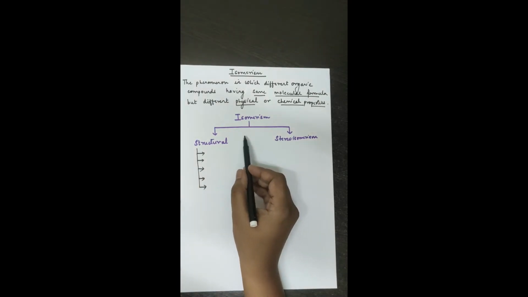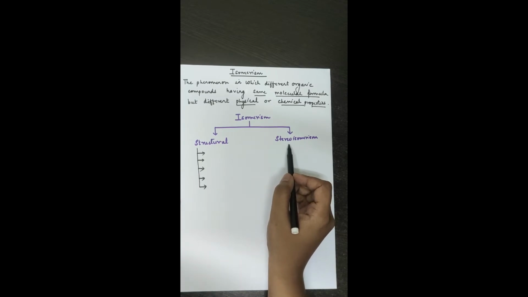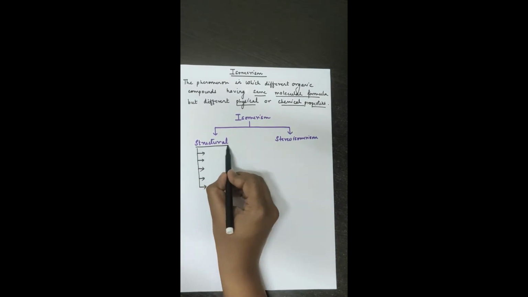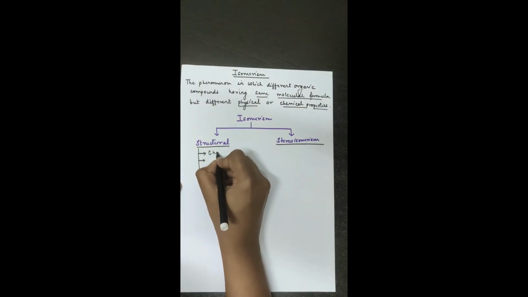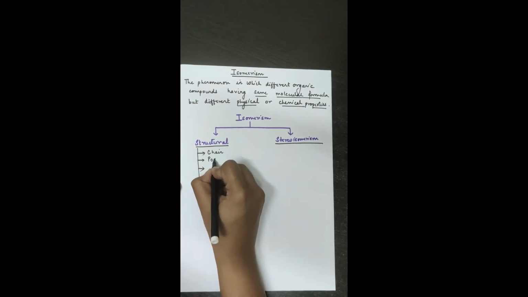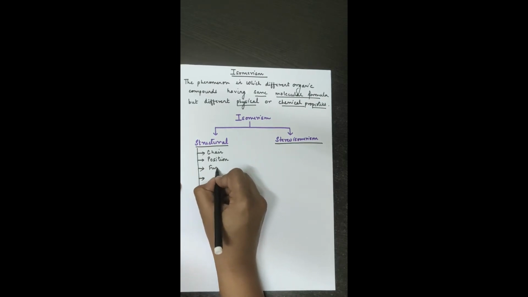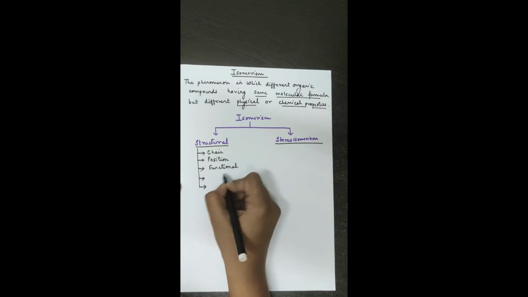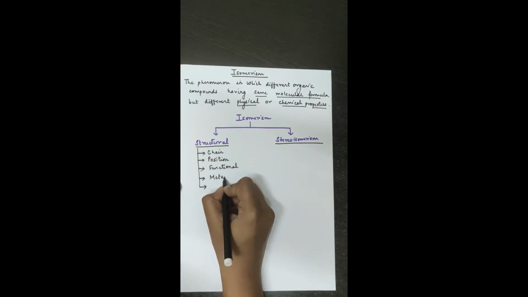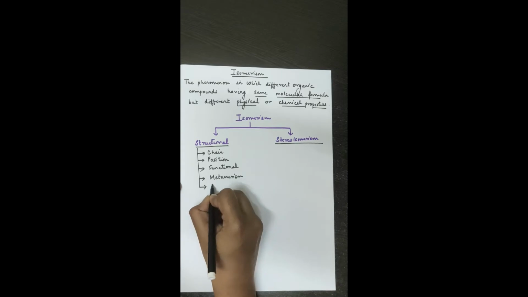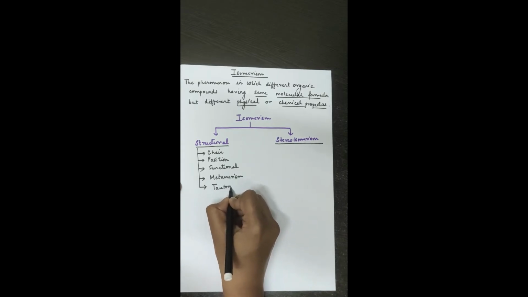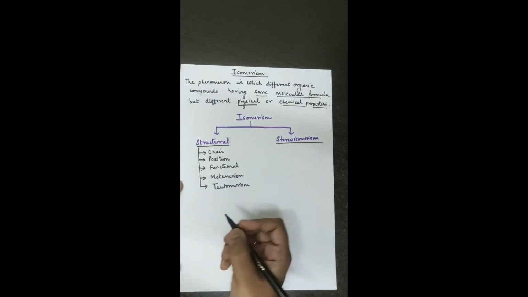Now, as you can see here, isomerism has broadly been classified into two categories. One is structural isomerism and the other one is stereoisomerism. Now, structural isomerism again has different types. The first one is chain isomerism. Then we have positional isomerism. We have functional isomerism. We have metamerism, and we have tautomerism. So let's take the first one.